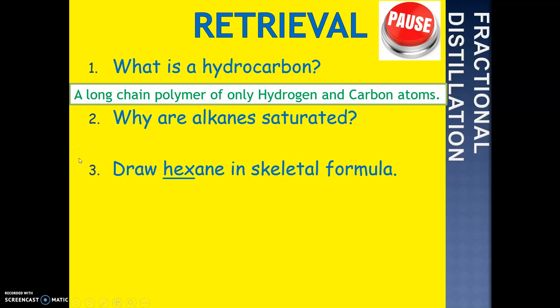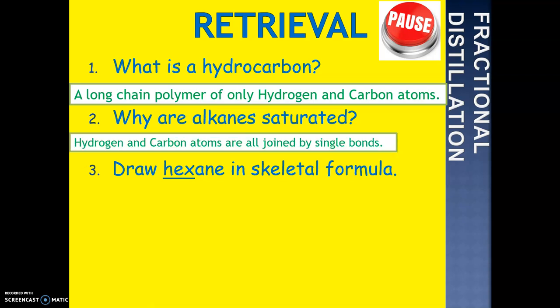Question 2, why are alkanes saturated? Well, saturated means that all the hydrogen and carbon atoms in the alkanes are joined by a single bond. They're all joined by a single bond, and that means they are saturated. There's no more bonds that can be made, and they're all joined by single bonds.